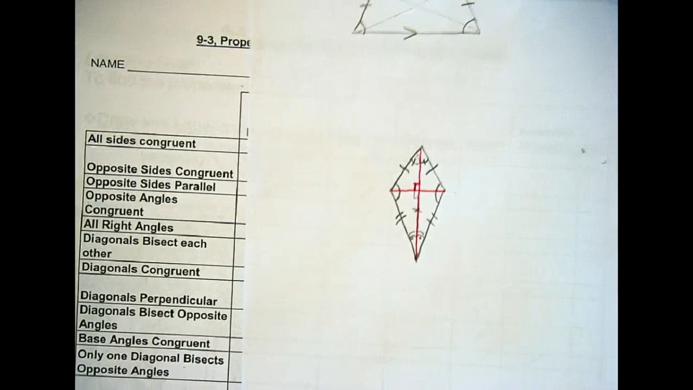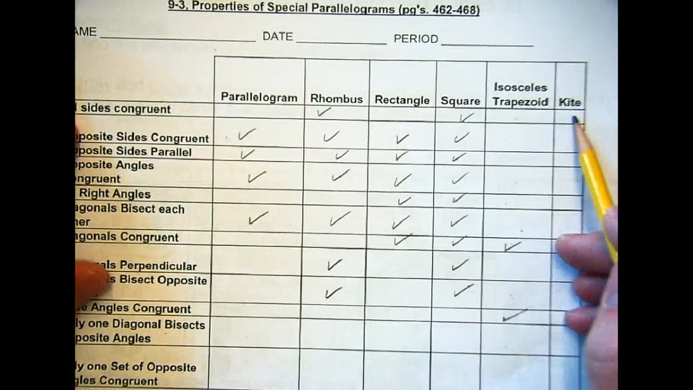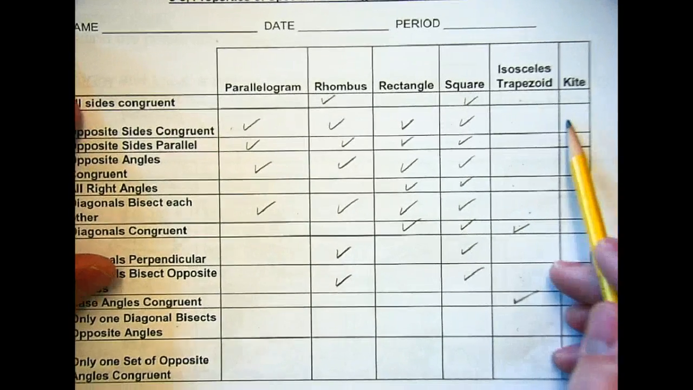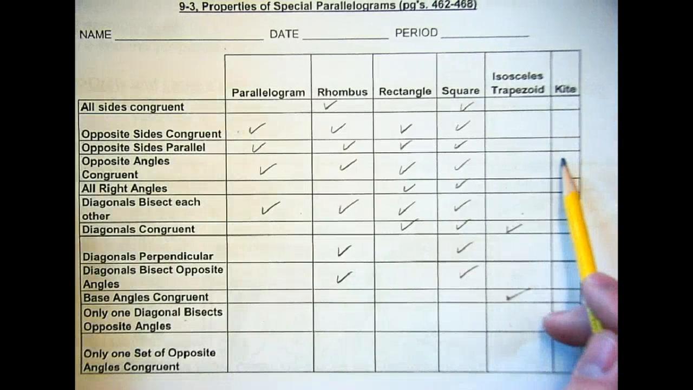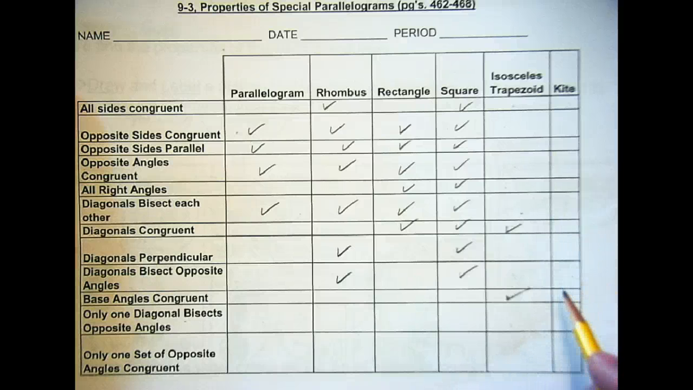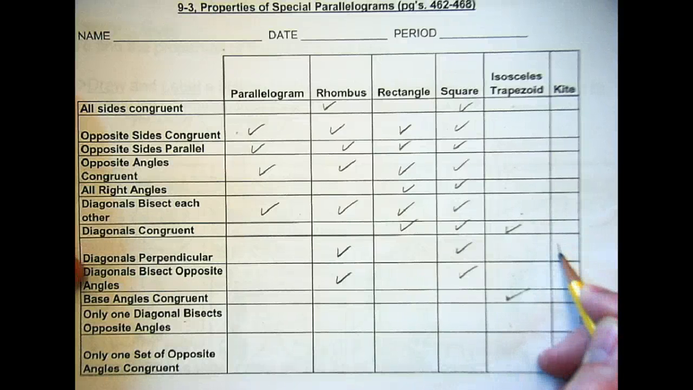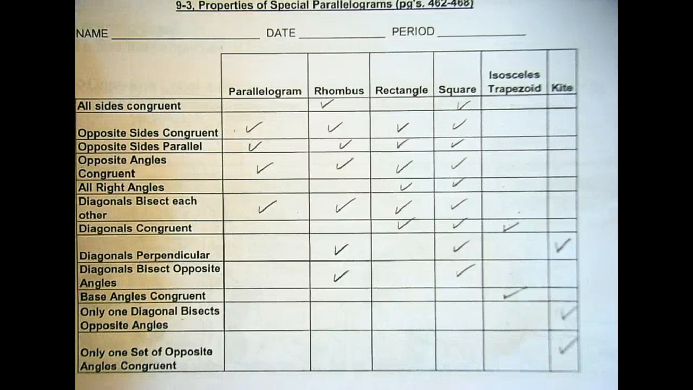Okay, so in terms of a kite, all sides congruent? No. Opposite sides congruent? No. Opposite sides parallel? No. In fact, none of these apply until we get down to where? Diagonals perpendicular. There are two others that we can check here: only one diagonal bisects opposite angles, and one set of opposite angles congruent.